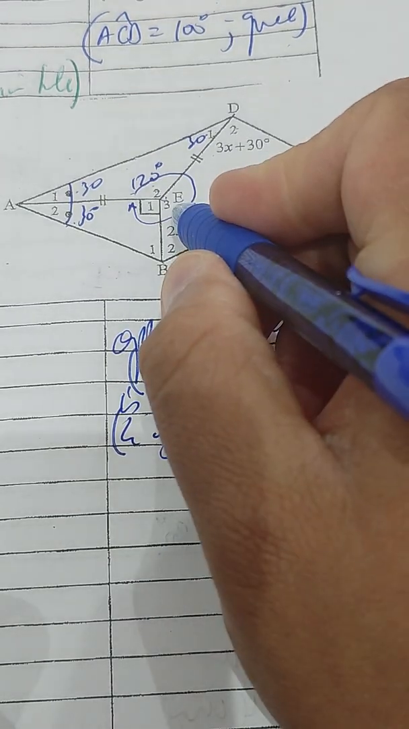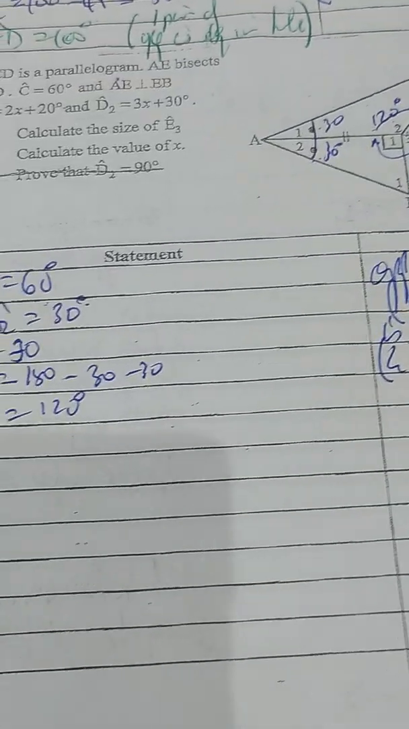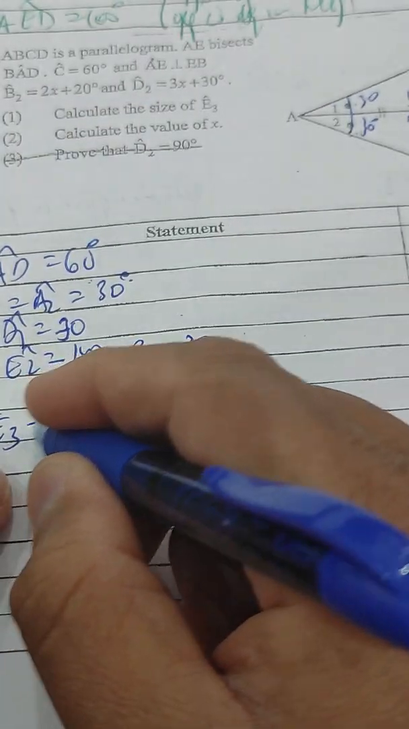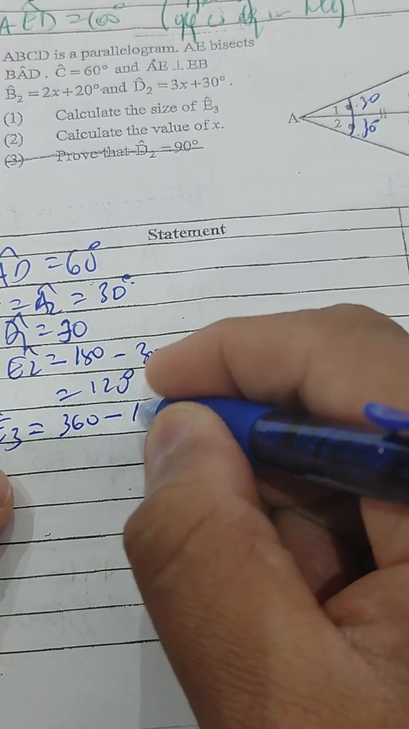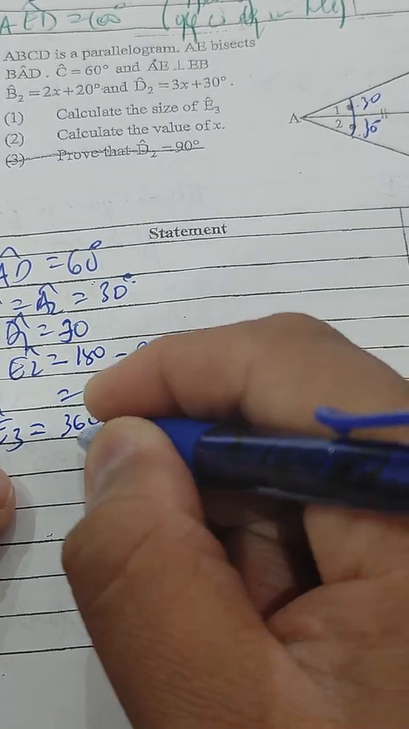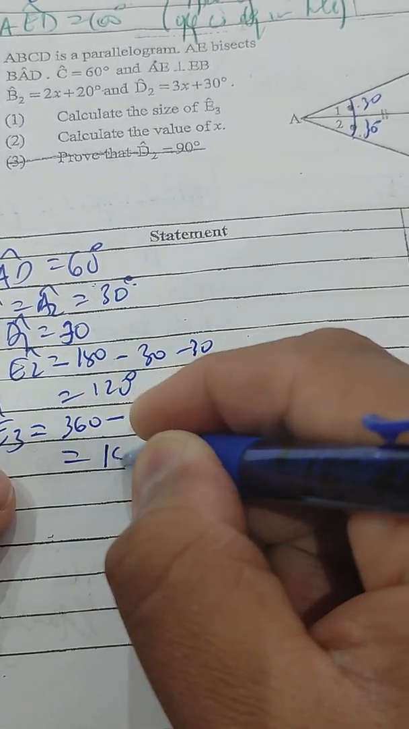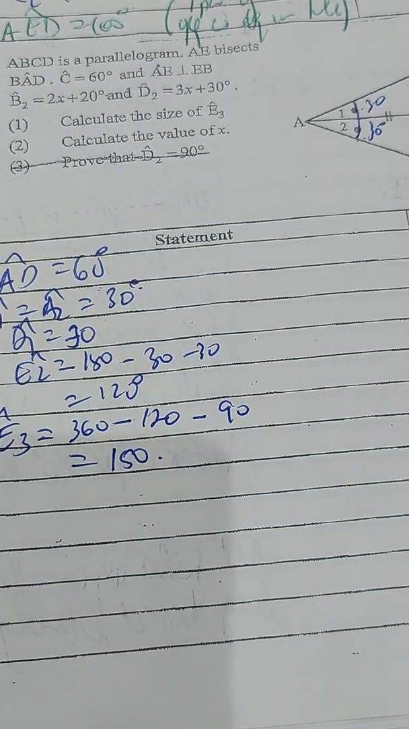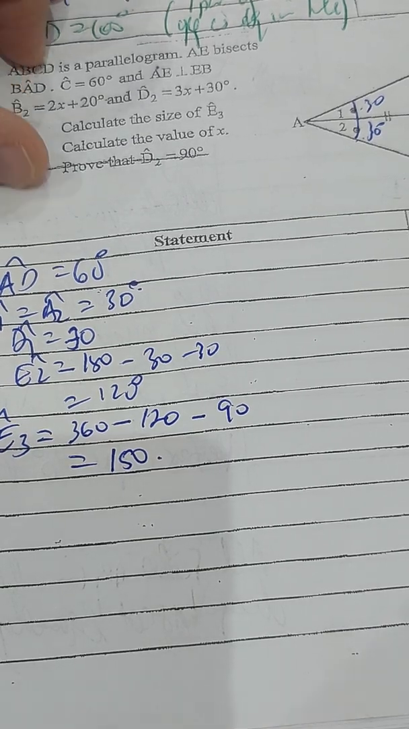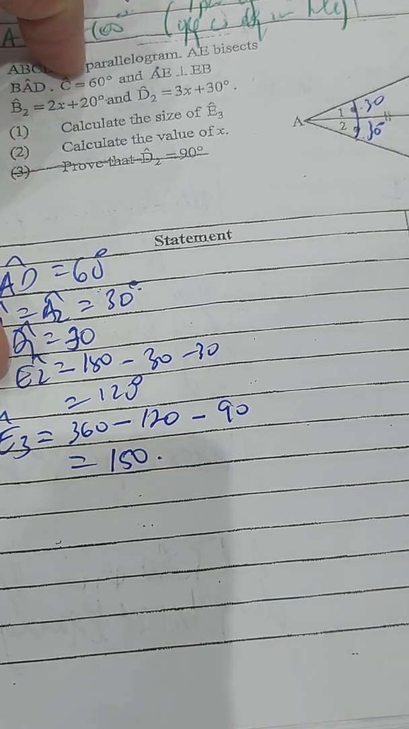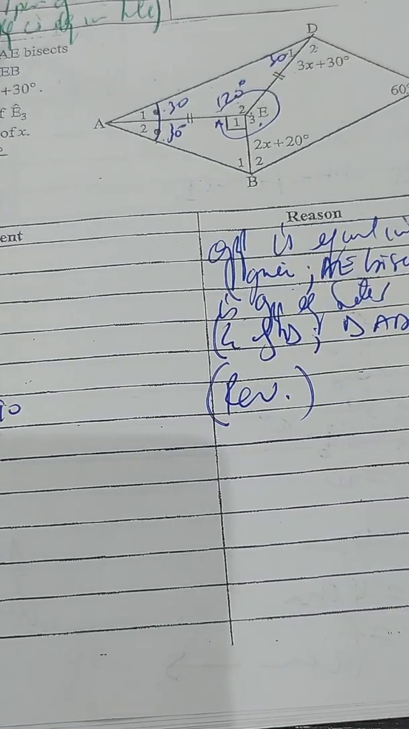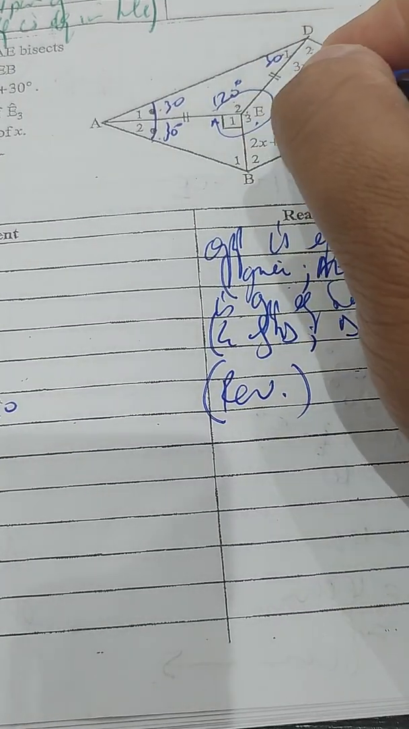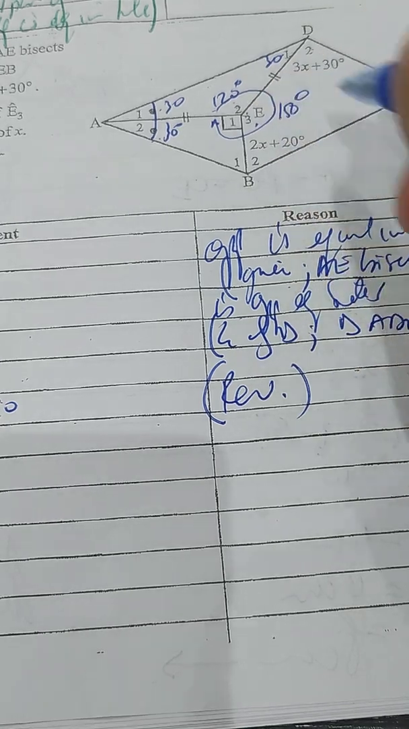So then E3, as we said, is going to be a revolution. So angle E3 is now number 1. E3 is equal to 360 minus 120, which is 240, minus 90, which is 150 degrees. And the reason is revolution or angles around a point. Okay, so that is going to be 150.